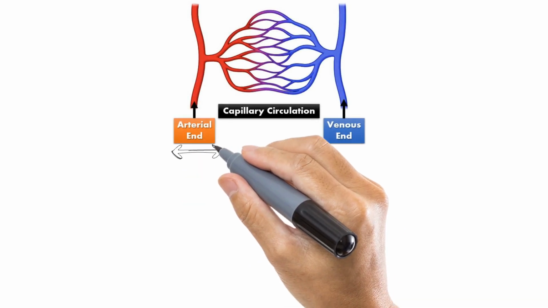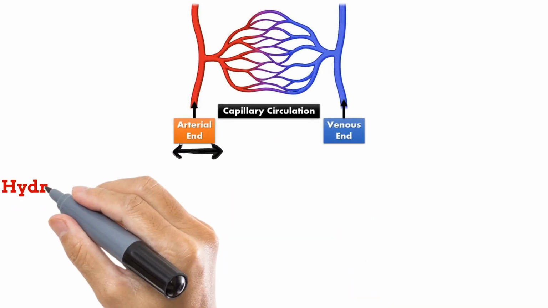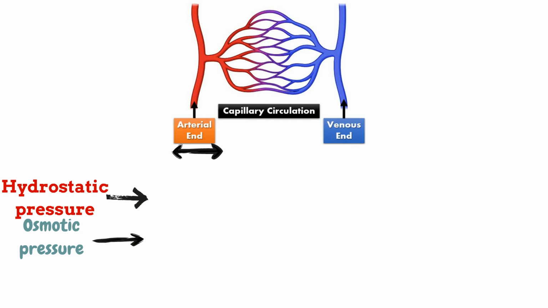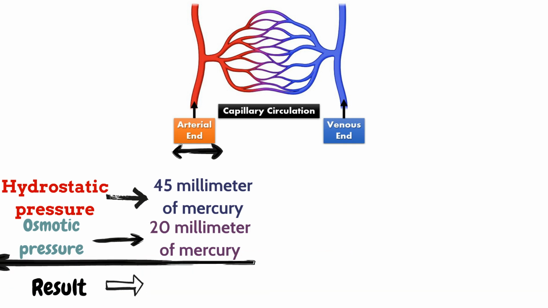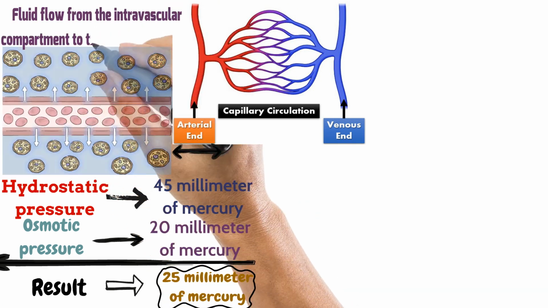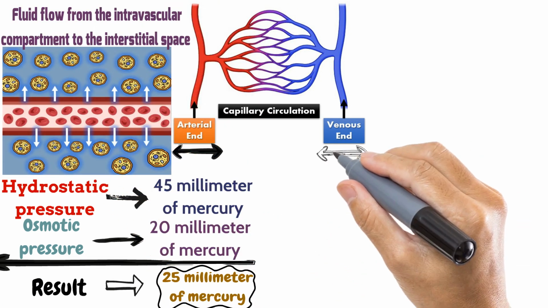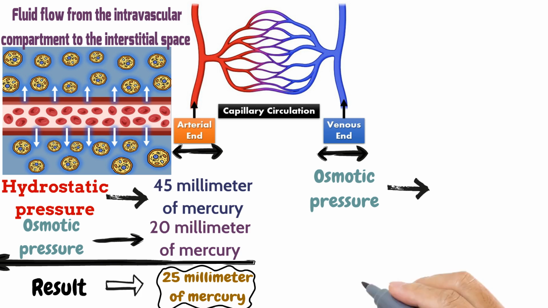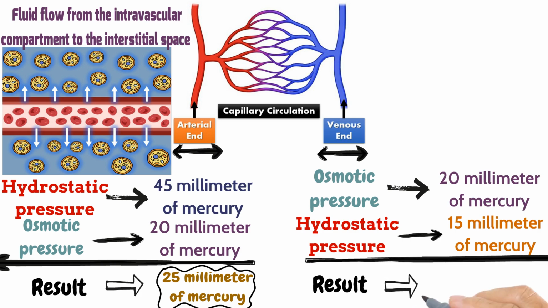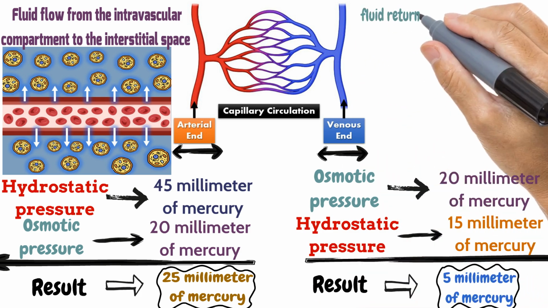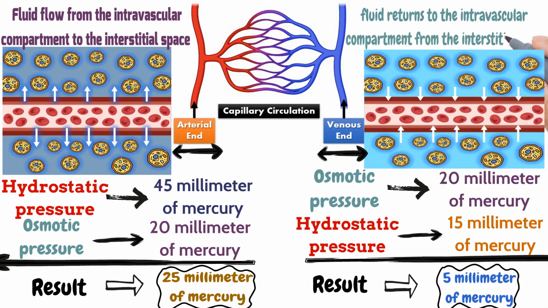At the arterial end of the capillary, the hydrostatic pressure and the osmotic pressure are 45 mm of mercury and 20 mm of mercury respectively. So as a result, at the rate of 25 mm of mercury, the fluid flows into the interstitial space. For the venous end, osmotic pressure is 20 mm of mercury and hydrostatic pressure is 15 mm of mercury. So only at the rate of 5 mm of mercury, the fluid comes back to the intravascular compartment.